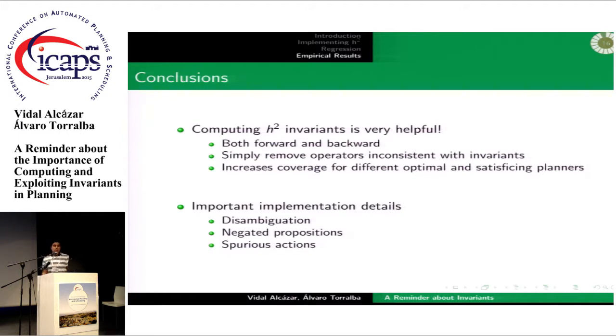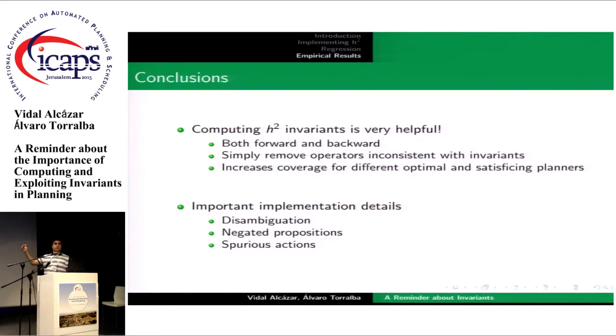So the conclusion of this talk: I hope that I have convinced you that this H2 invariant computation is very helpful. We have our preprocessor on top of Fast Downward. We hope to be able to integrate it in Fast Downward so that all of you can use it. But even if you don't work with Fast Downward or you want to use another algorithm, I think that it's really important for whatever your algorithm is to use this technique to simplify your problems.